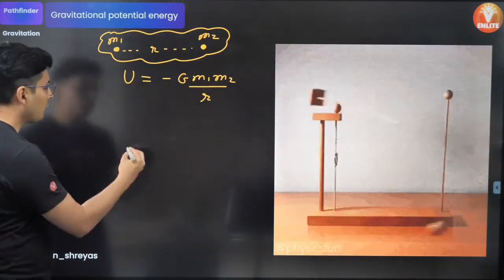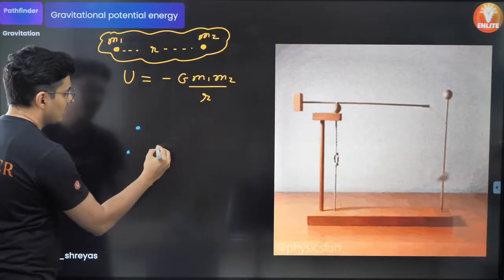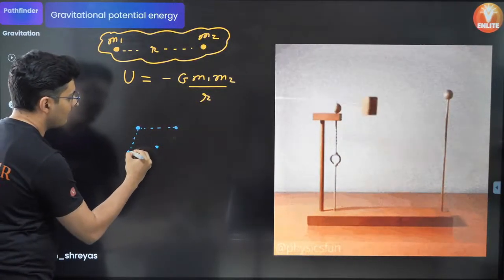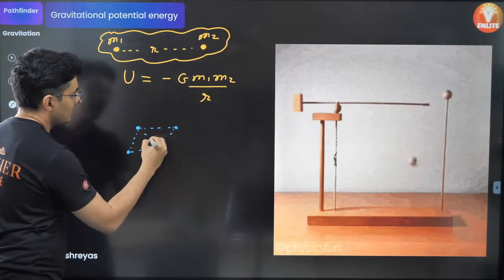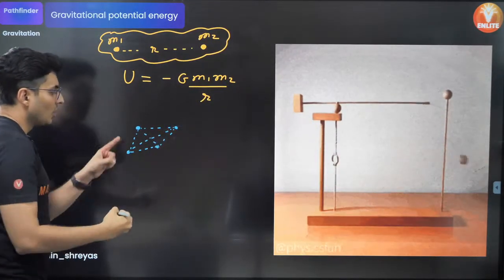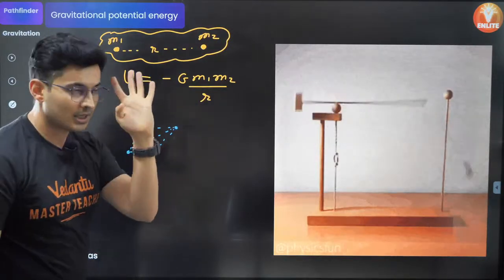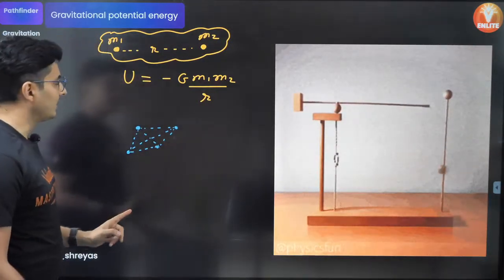Next thing, if you have multiple masses, then find the potential energy for each and every pair. So every pair you need to find the potential energy. Keep this in mind. That's one thing.